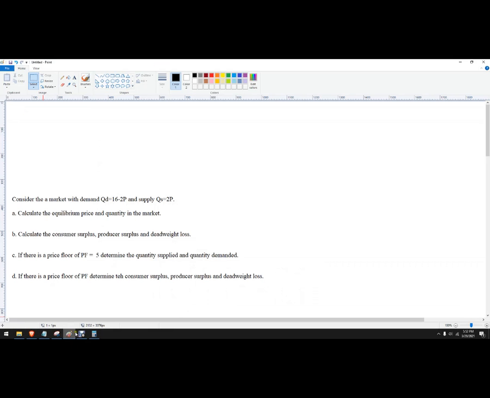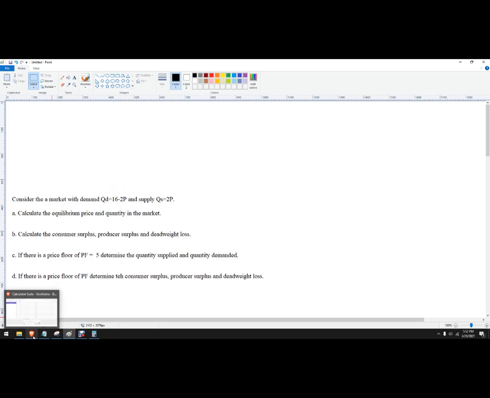I've got this problem. I've got a demand function, supply function. I need equilibrium price and quantity, consumer, producer surplus, and deadweight loss at equilibrium. Then I'm going to put a price floor on it and see what happens to consumer, producer surplus, and deadweight loss. Now you can solve this algebraically. Lots of examples on that.